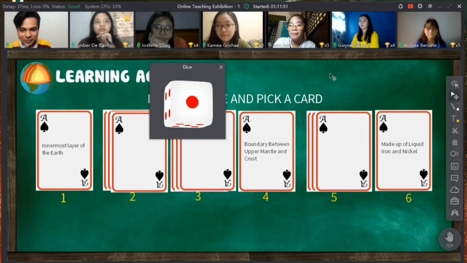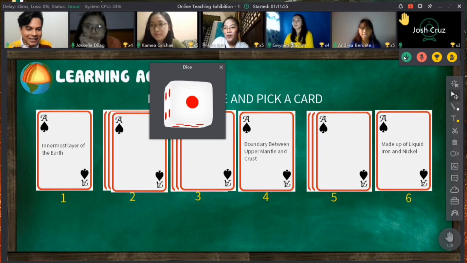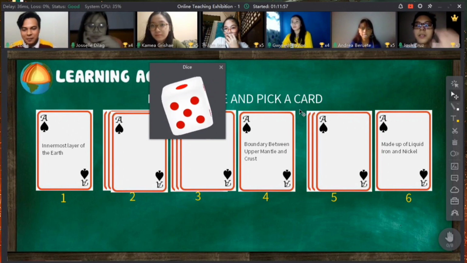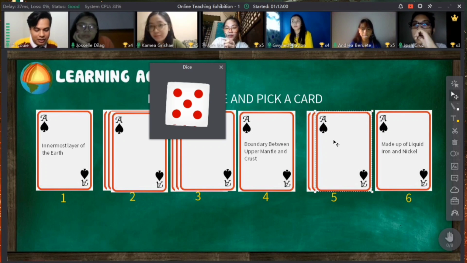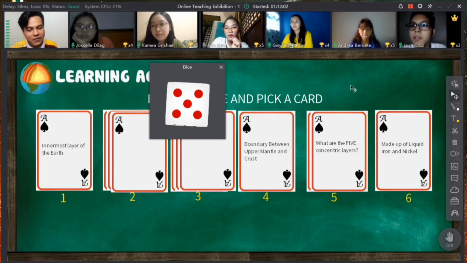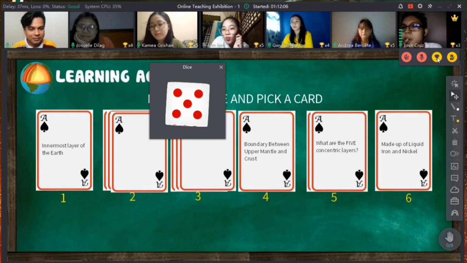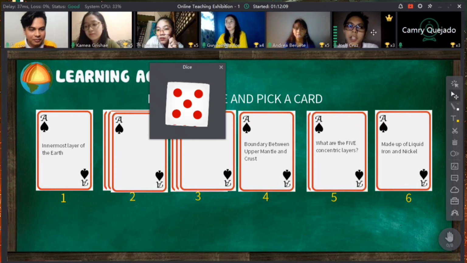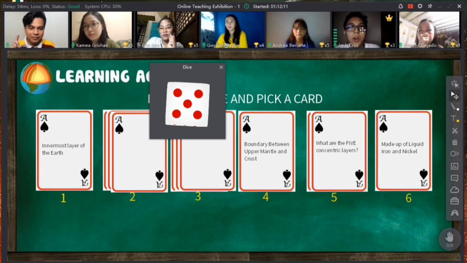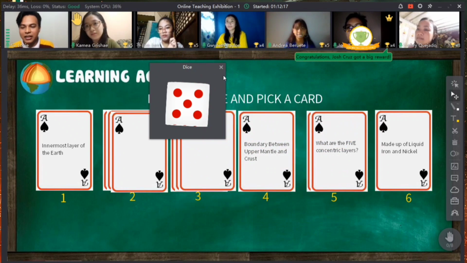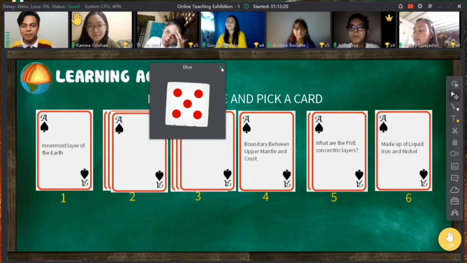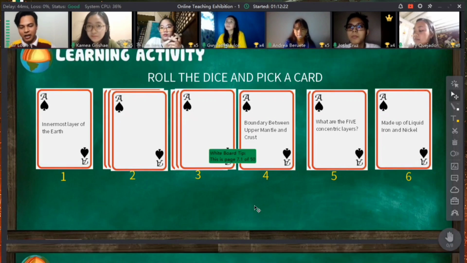And Josh, kindly click the dice. Where is Josh? Josh, hello. Sige, please click the dice. Okay, card number 5. What are the 5 concentric layers of the earth? First the inner core and the outer core, then the mantle, the crust, and our atmosphere. Okay, very good. So those are the 5 concentric layers of the earth.